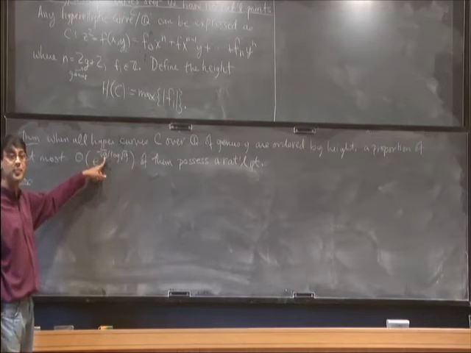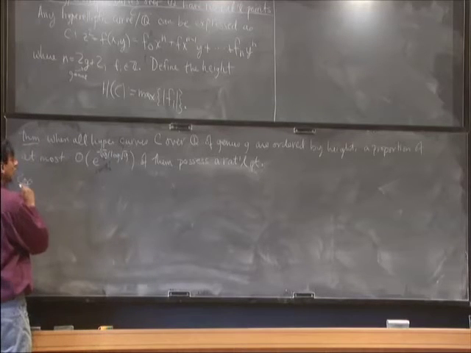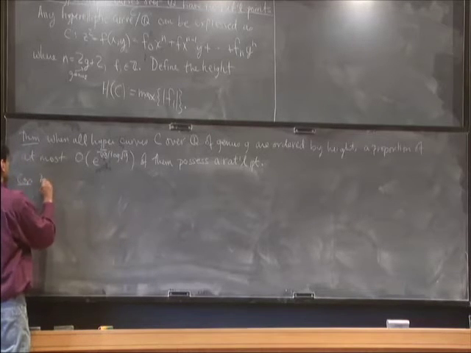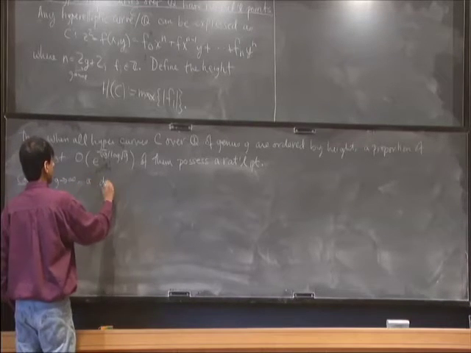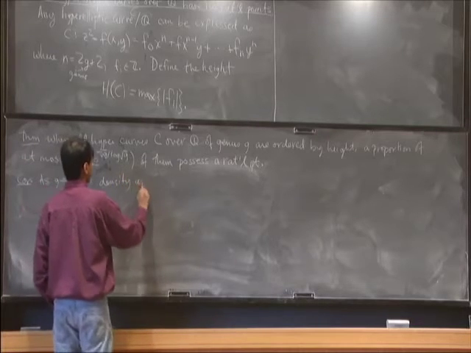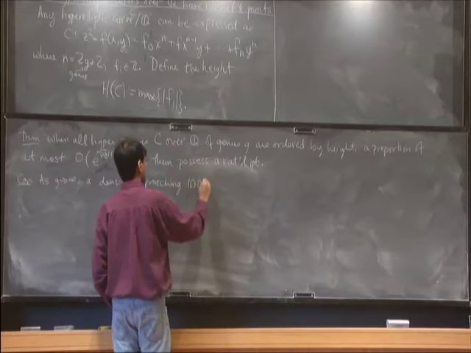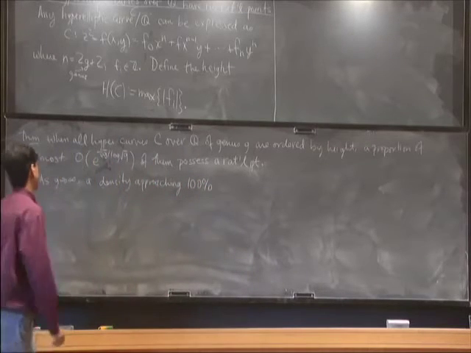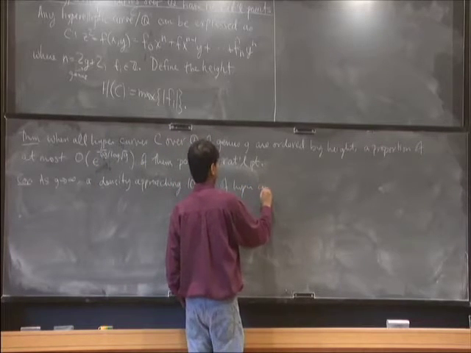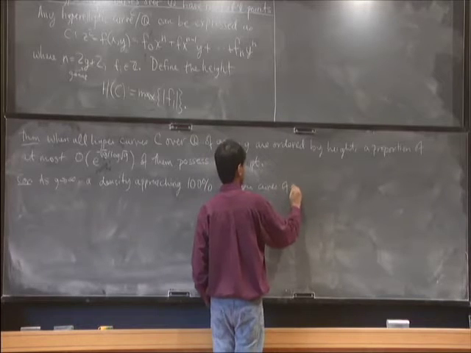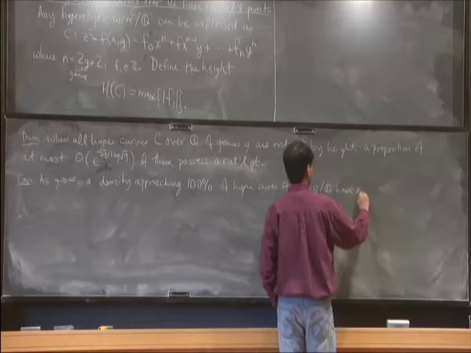G can be 1, and the proportion comes out to be positive. So yeah, I'll mention that in a sec. So the corollary is that as g goes to infinity, a density approaching 100%, approaching exponentially fast, density approaching 100% of hyperelliptic curves of genus G have no rational point.